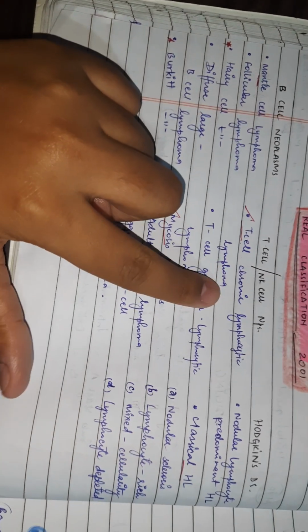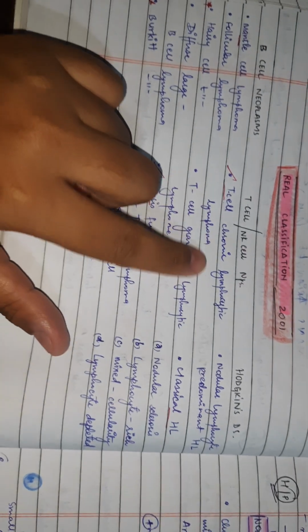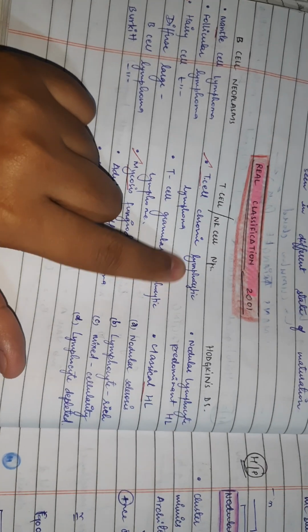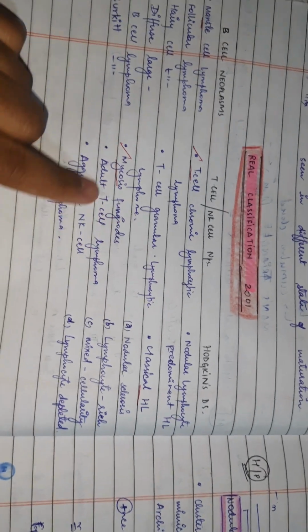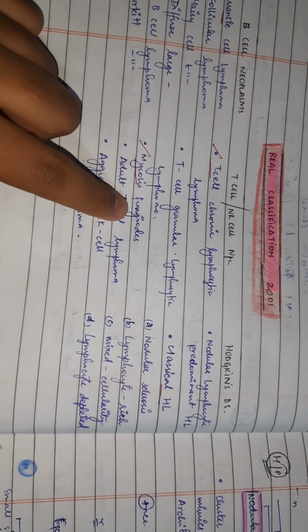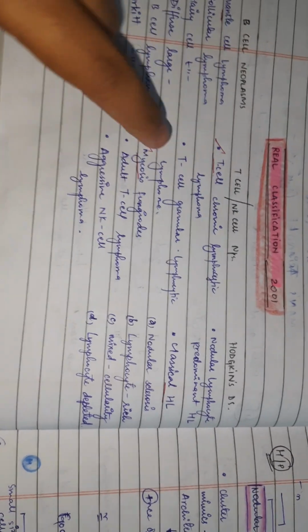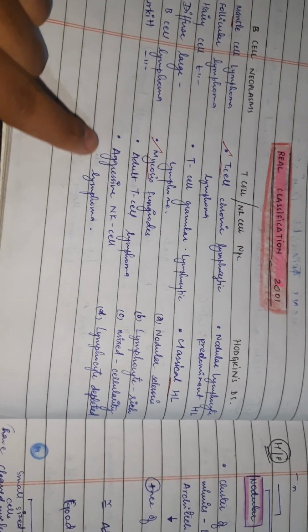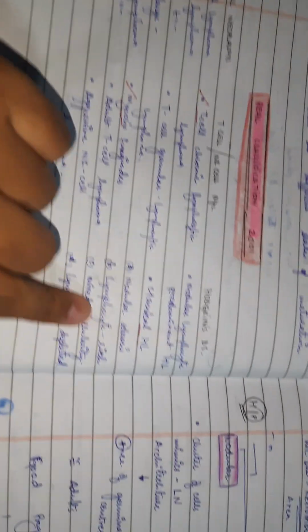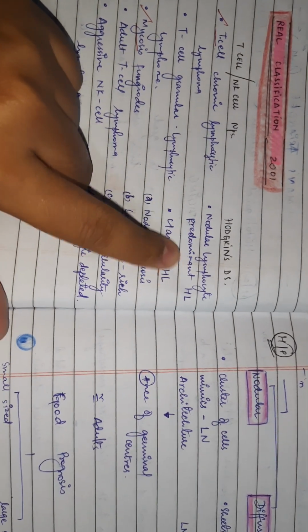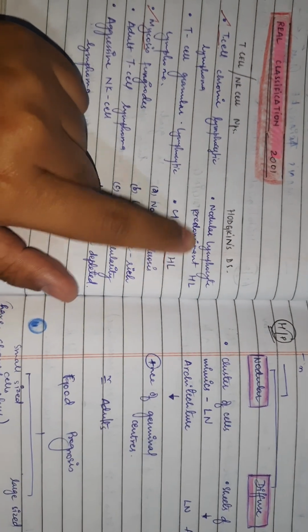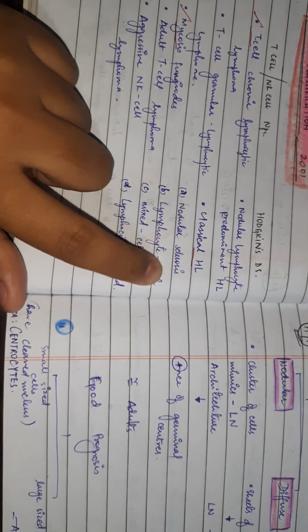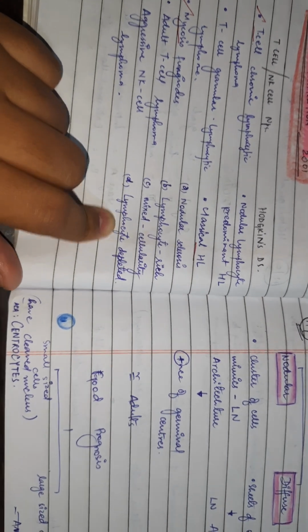Then T cell or NK cells: T cell chronic lymphocytic lymphoma, T cell granular lymphocytic lymphoma, and mycosis fungoides. Mycosis fungoides is a T cell lymphoma. Adult T cell lymphoma, aggressive NK cell lymphoma. Then Hodgkin's disease is nodular lymphocyte predominant Hodgkin lymphoma. Classical Hodgkin lymphomas: nodular sclerosis, lymphocyte rich, mixed cellularity, and lymphocyte depleted.